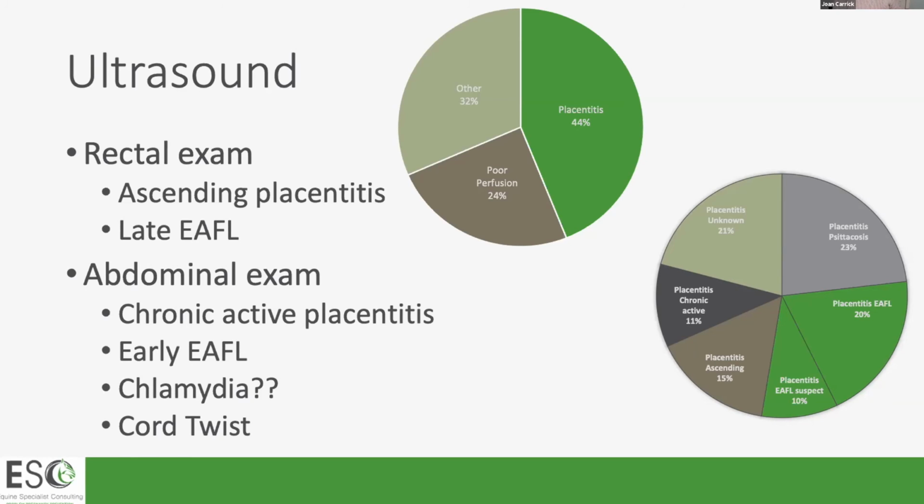The abdominal ultrasound is much more useful in picking up the early cases of EAFL, and it may well be useful in picking up chlamydia cases, although we haven't had an opportunity to really assess that. But it also will pick up cord twists, particularly if you're examining them in fairly early stages of pregnancy.